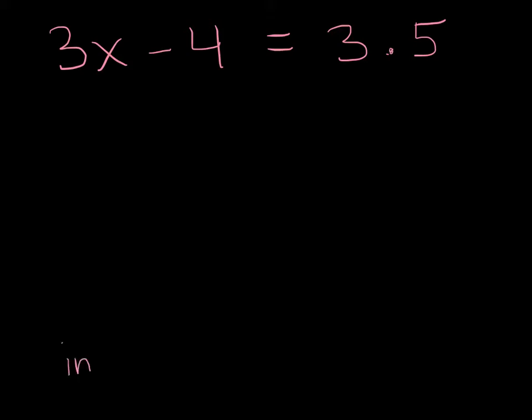So in a previous lesson, we discussed how to solve one-step equations. This video is going to be how to solve two-step equations. And so we're just going to jump right into it, and I'll give you the first equation. 3x minus 4 equals 3.5. Now, when you're solving equations, remember you always use the inverse operation.